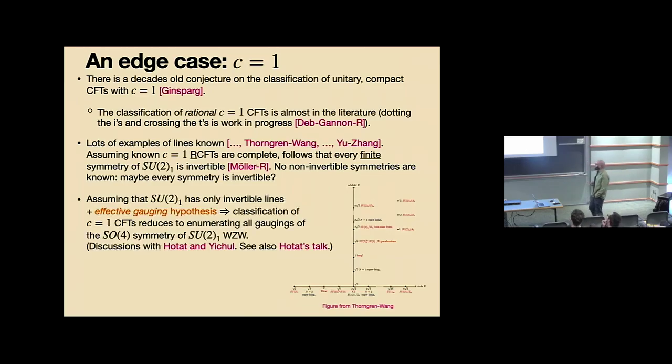And if that were the case, by combining with this effective gauging hypothesis, then you might think that you could reduce the classification of C equals 1 conformal field theory down to this sort of kinematic problem of figuring out all the ways of gauging SO4. So we've been talking a bit about this with Hotat and Mitchell. And actually, if you go back and look at Hotat's talk, he sort of has already taken steps in this direction by showing that you can move along the entire circle branch via gauging.